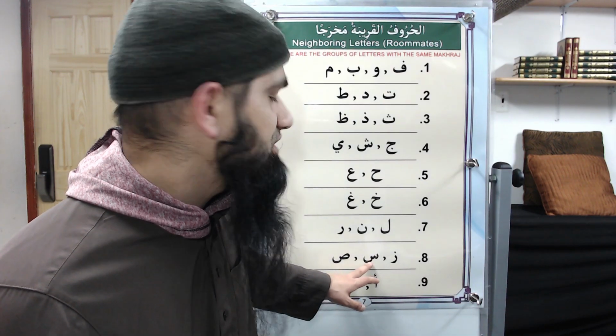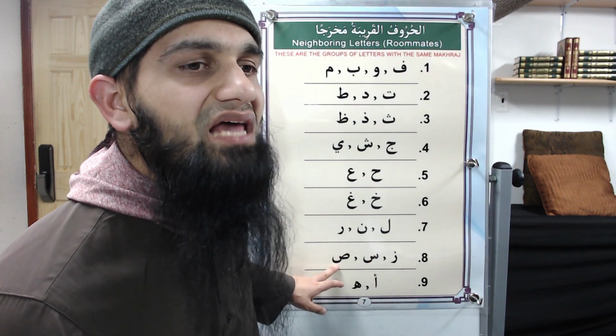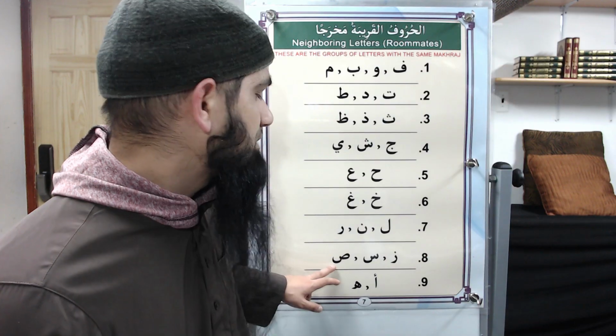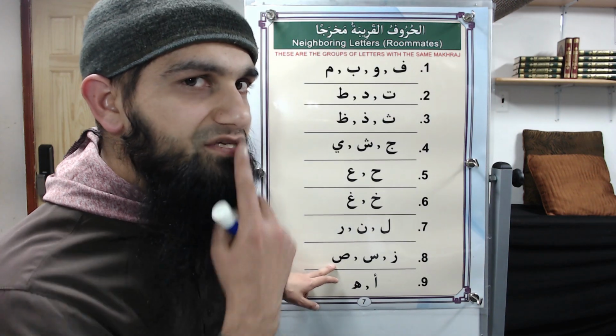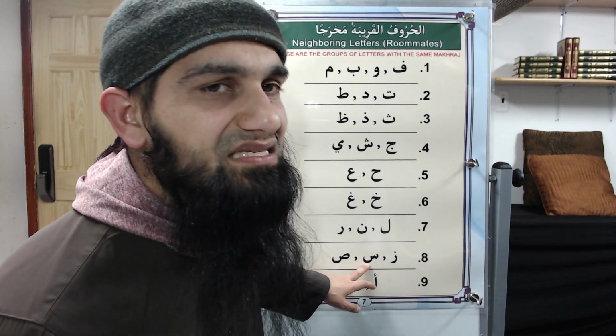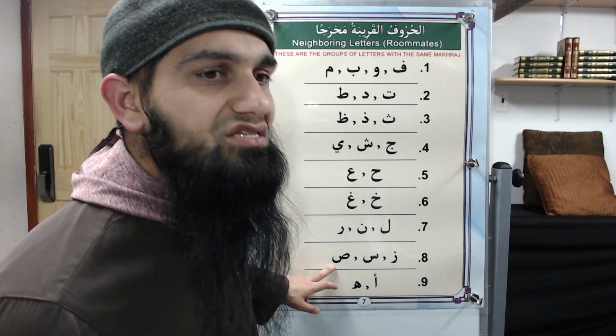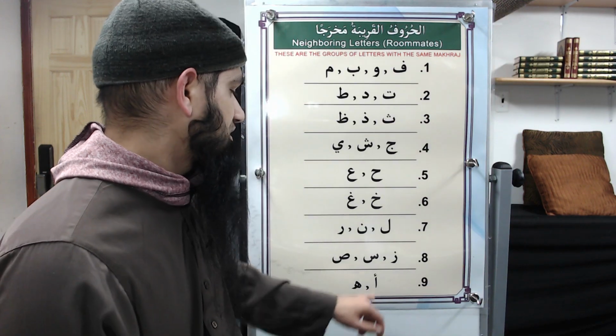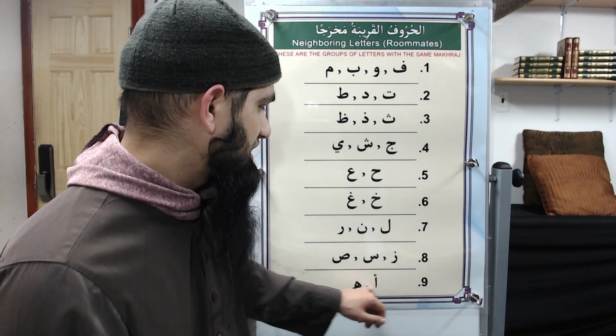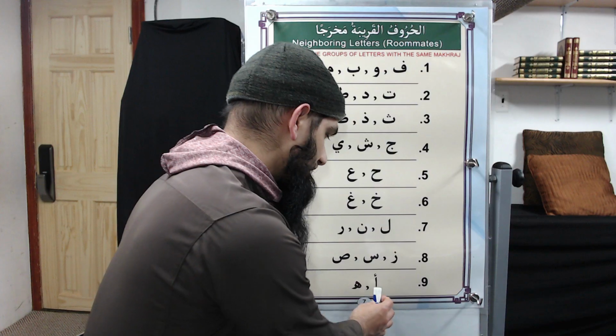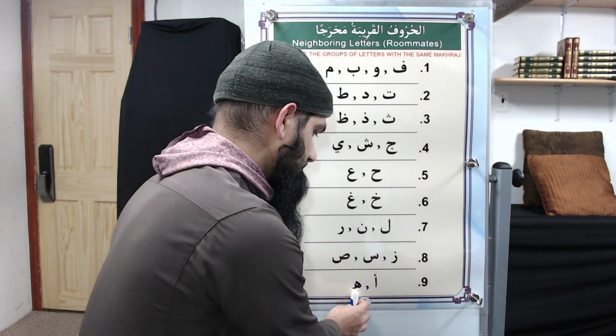Now, what's the difference between as and us? Well, the back of the tongue is raised, but the lips remain the same. As. Us. And last group, Hamza and Ha.